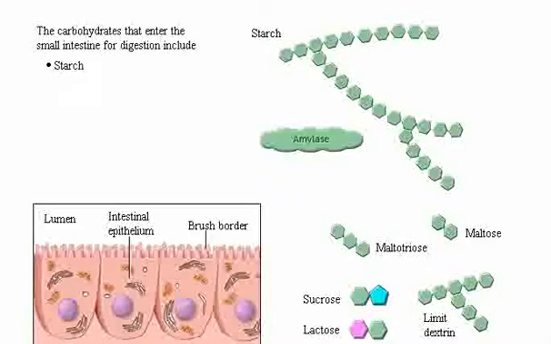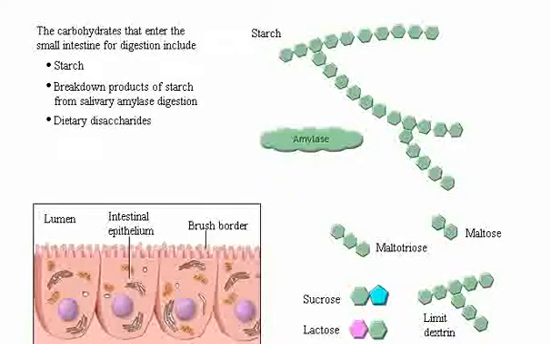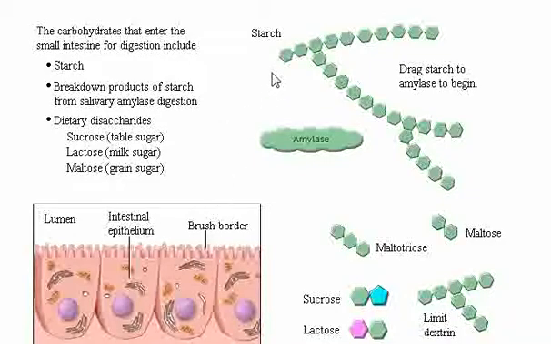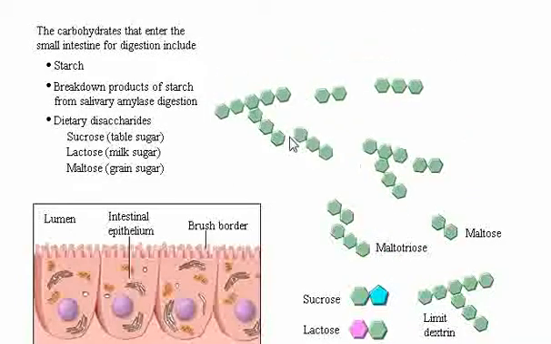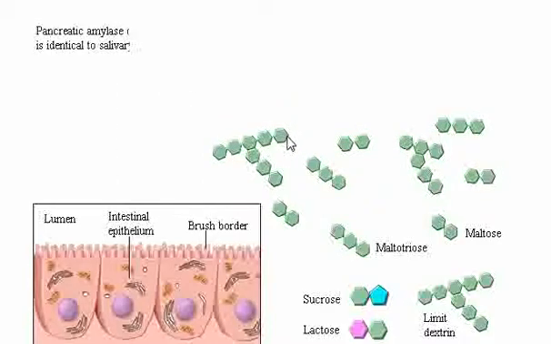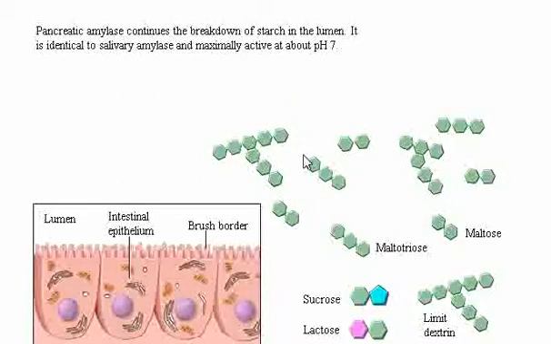The carbohydrates that enter the small intestine for digestion include starch, its breakdown products from salivary amylase digestion, and the dietary disaccharides: sucrose, table sugar; lactose, milk sugar; and maltose, grain sugar. Drag starch to amylase to begin. Pancreatic amylase continues the breakdown of starch in the lumen. It is identical to salivary amylase and maximally active at about pH 7.